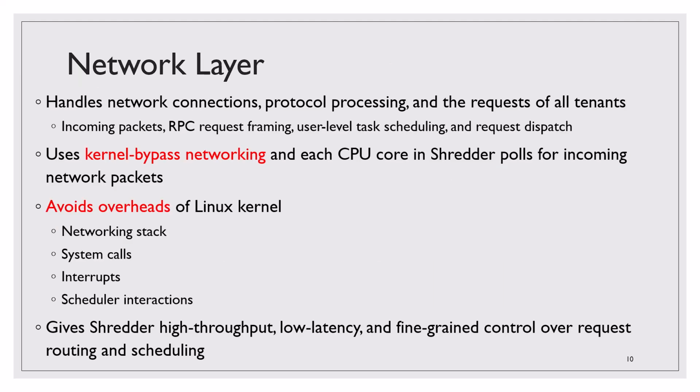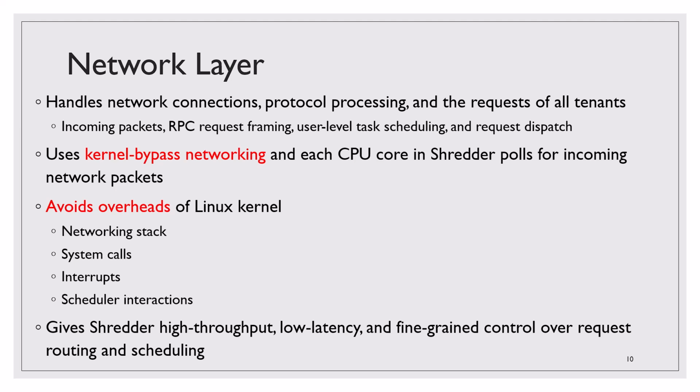So as I promised, I'm now going into detail for each of the layers of the Shredder design. The first one being the network layer. The network layer handles network connections, protocol processing, and the requests of all tenants. More specifically, this includes incoming packets, remote procedure call or RPC request framing, user level task scheduling, and request dispatch.